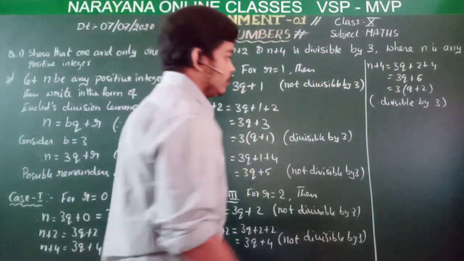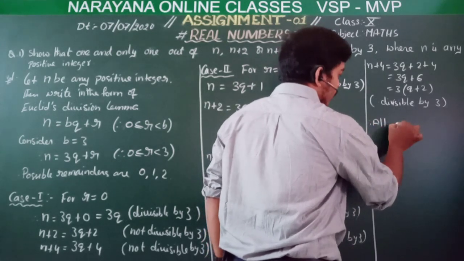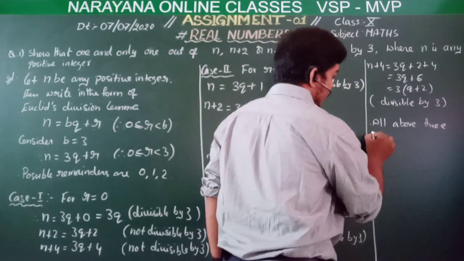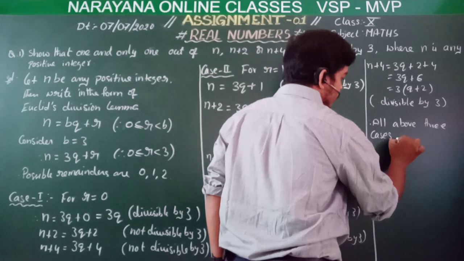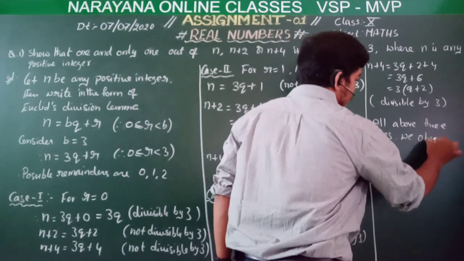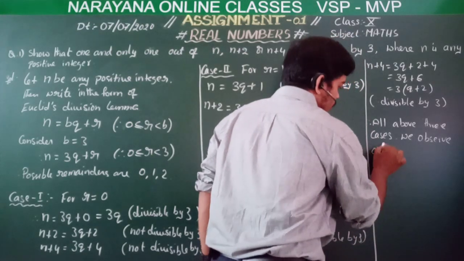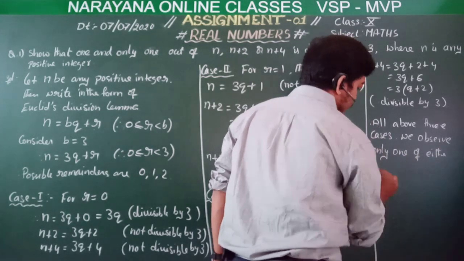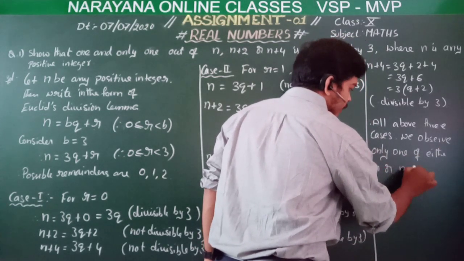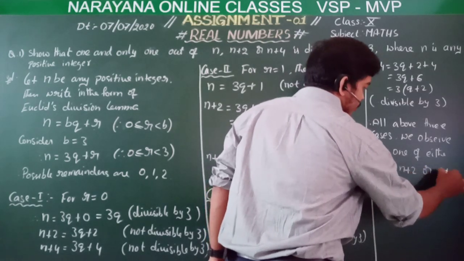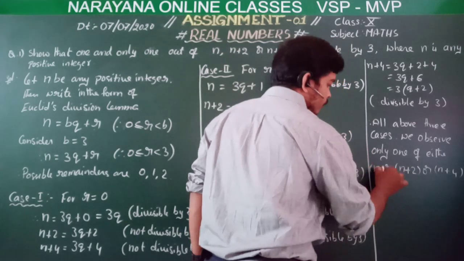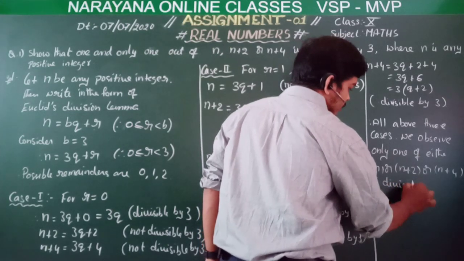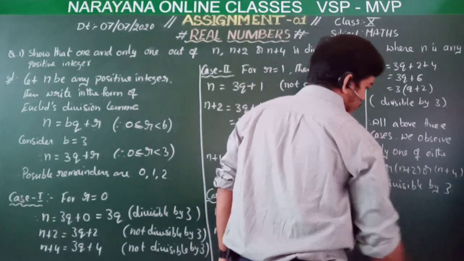See children, from all the above three cases we observe only one of either n or n plus 2 or n plus 4 is divisible by 3. Hence proved.